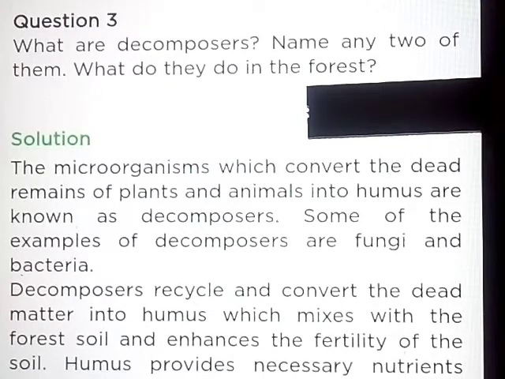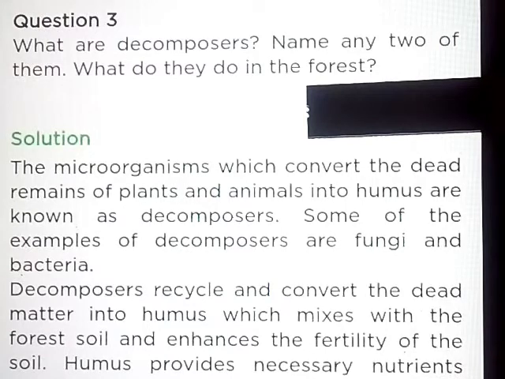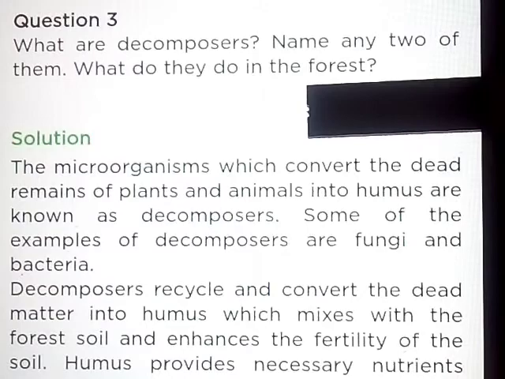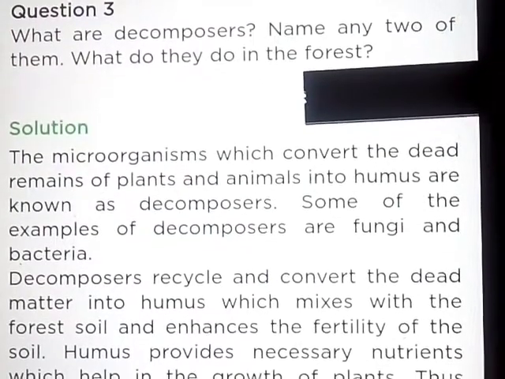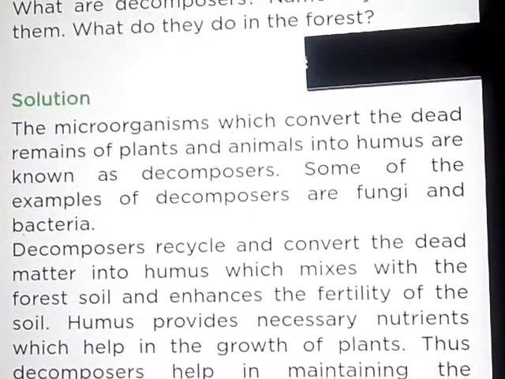Question number 3. What are decomposers? Name any two of them. What do they do in the forest? Answer. The microorganisms which convert the dead remains of plants and animals into humus are known as decomposers. Some of the examples of decomposers are fungi and bacteria.